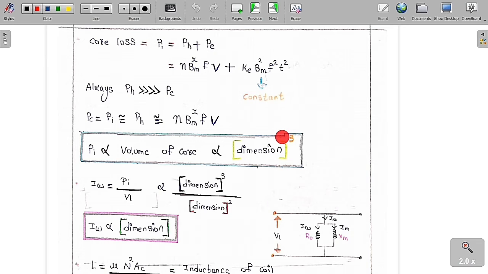Whereas the iron loss, or core loss, is nearly equal to the hysteresis loss. Therefore hysteresis loss is directly proportional to volume of the core, so it is directly proportional to linear dimension cube.